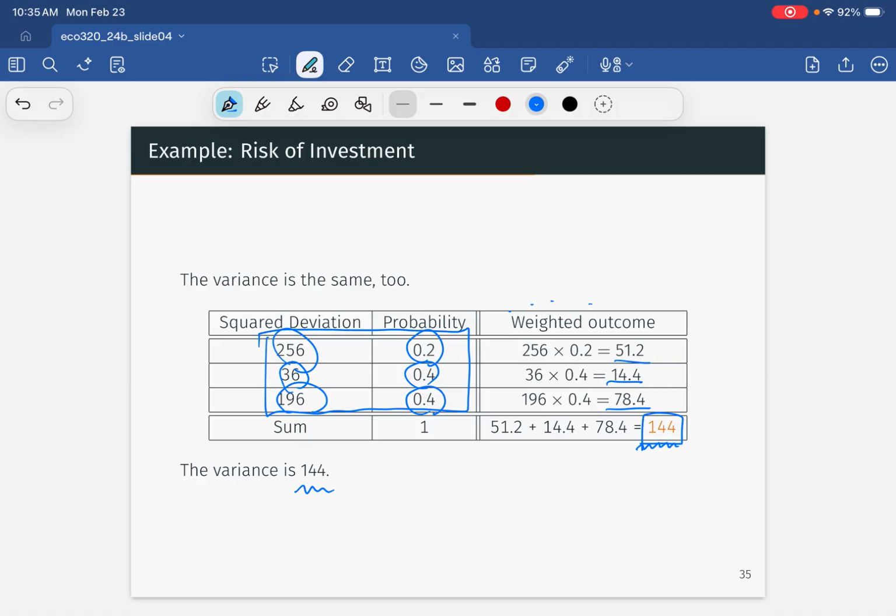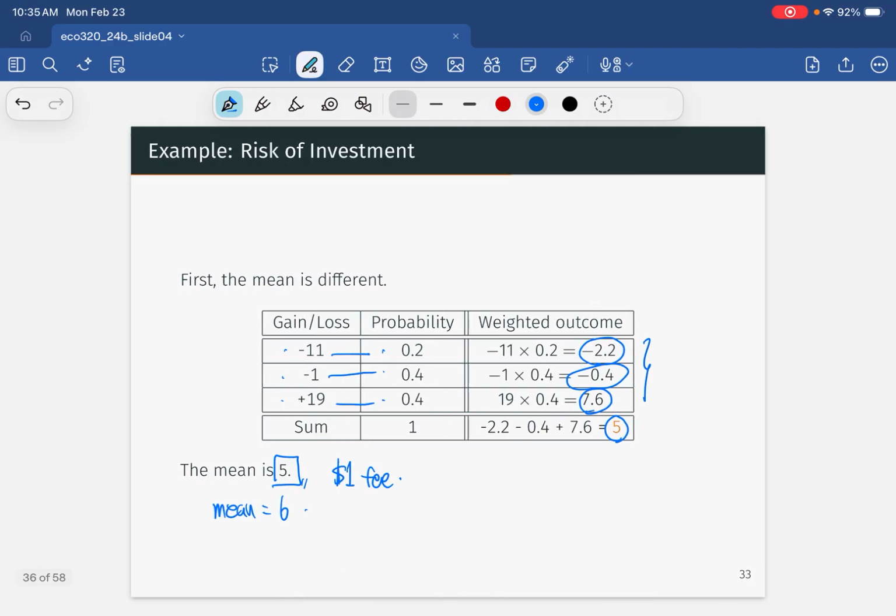Let me think about it. Why is the variance the same? The reason is here: the mean was different. The mean was different due to the fee. You are paying an additional $1, so the mean is lower by $1. But at the same time, your gains and your losses are also $1 lower than before, right?